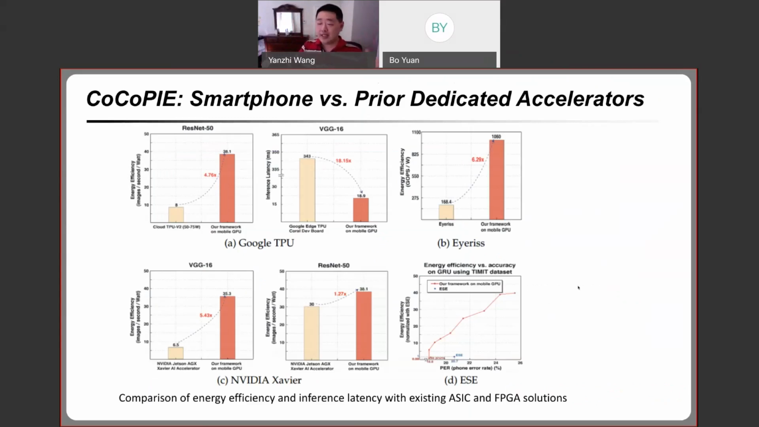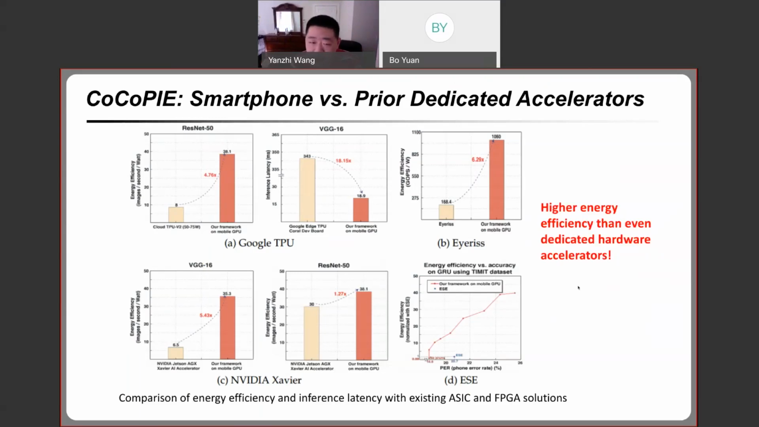Not only can we outperform the prior software frameworks, but we can also outperform dedicated hardware accelerators. Here are the energy efficiency and speed compared with prior work, like the Google TPU, like Eyeriss, like the NVIDIA Xavier accelerator, or some FPGA solutions. We can see that our mobile phone-based framework, even though it is a software framework, still gets a much higher energy efficiency compared with those dedicated hardware frameworks.